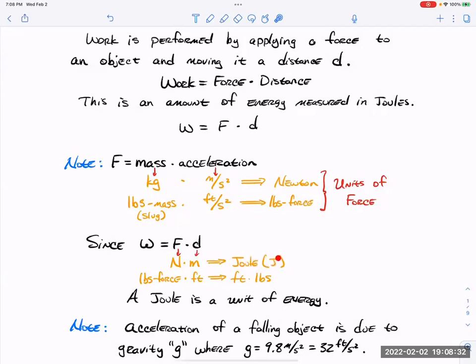Now, in customary units, we would use pounds force times a foot, which is called foot pounds, okay? So right here are the two units of work that we're going to be dealing with in our problems today in this section when we calculate work.